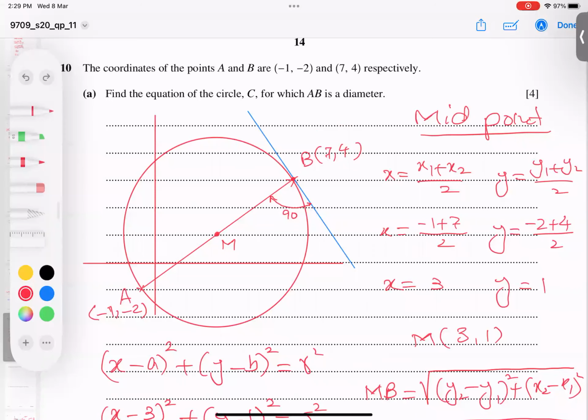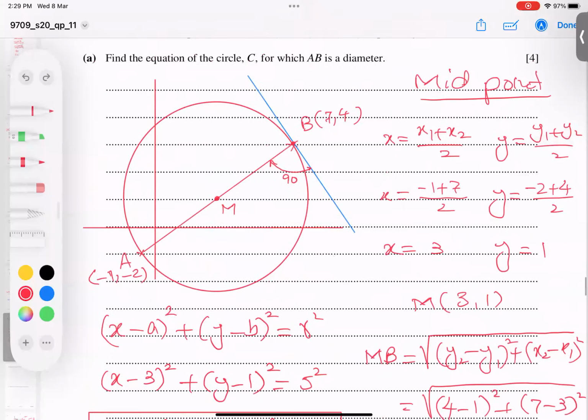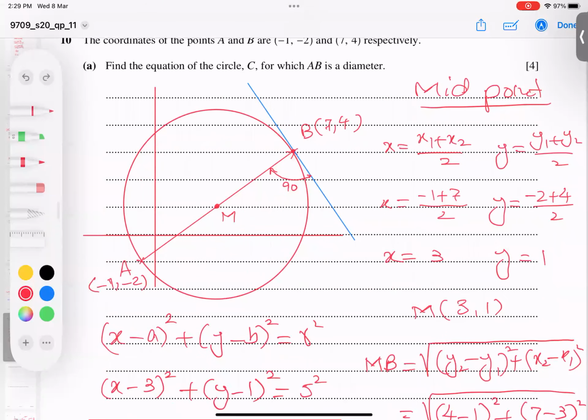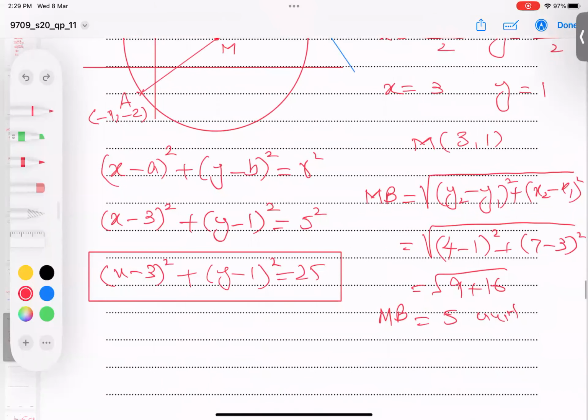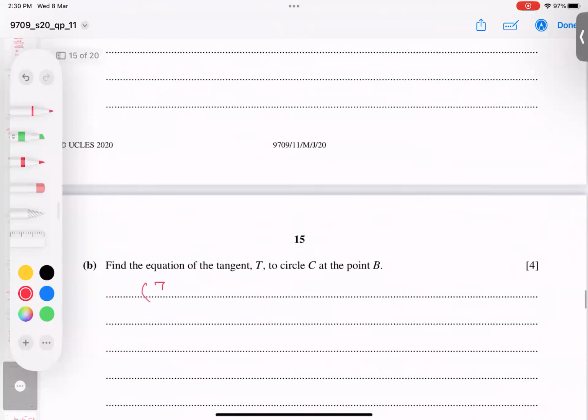So let's start. First of all, I will find the gradient of MB. So 7, 4, and 3, 1. So let's find the gradient of the radius. The gradient of R for radius is 4 minus 1 over 7 minus 3. I got 3 over 4. This is the gradient of, you know it very well, the radius.